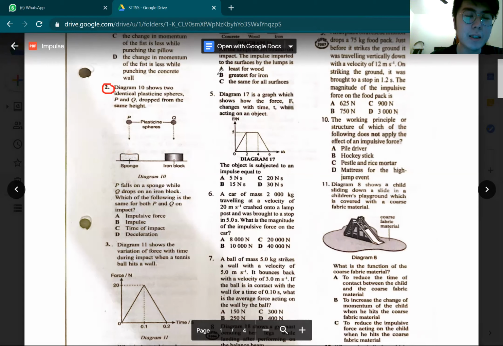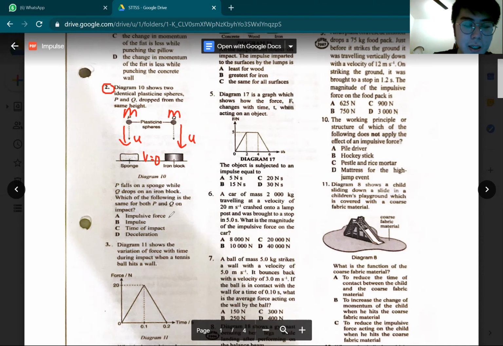Diagram 10 shows two identical plasticine spheres P and Q drop from the same height. Now these two plasticine spheres have the same mass, 一样重量 and 一样高度。我 let go，它们是 meaning that they will be moving at the same speed, right? Same speed, u, and when they hit, they will also be stopped. Okay, v equals to 0. Now, P falls on a sponge while Q drops on an iron block. Which of the following is the same for both P and Q on impact?